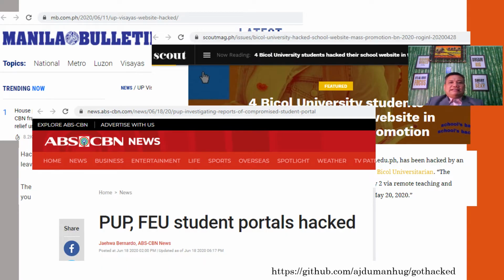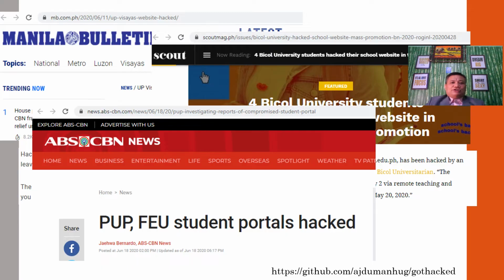The PUP ICTO said initial investigation reveals that no sensitive users' information was compromised in this incident. It said it would strengthen the safety features of the student portal. The office added it would submit the findings of each investigation to the Department of Information and Communications Technology and to the National Privacy Commission.